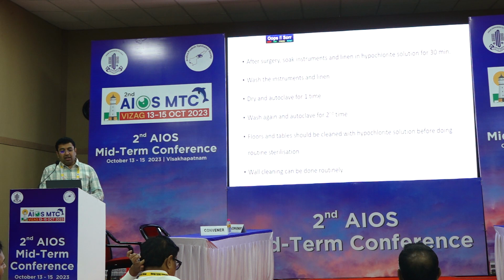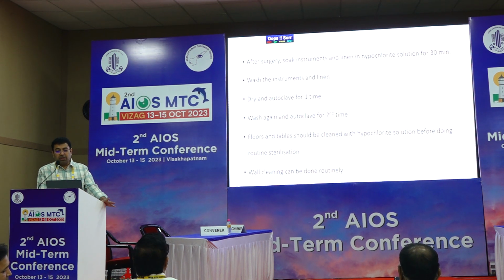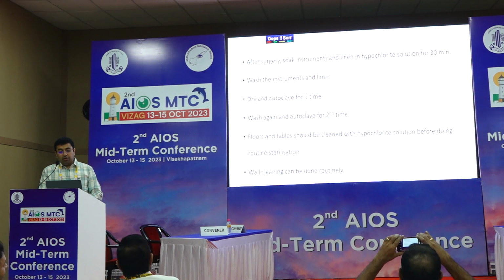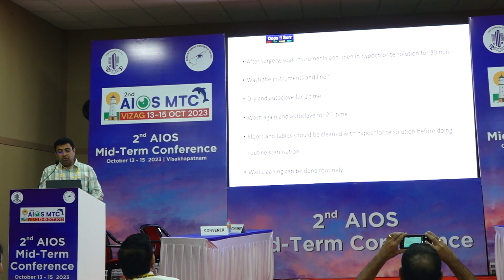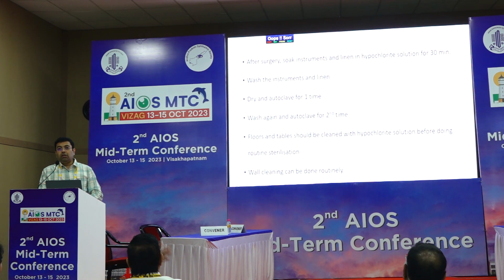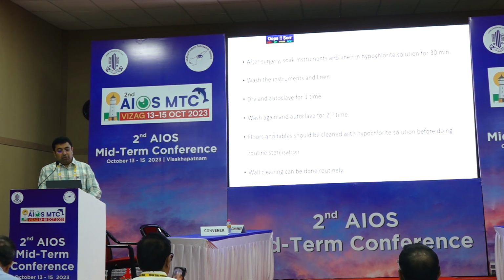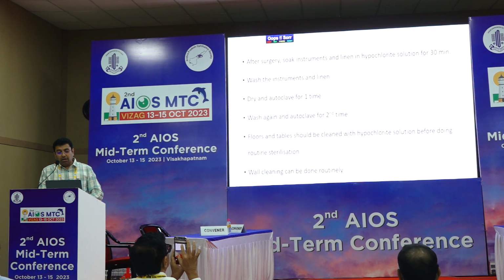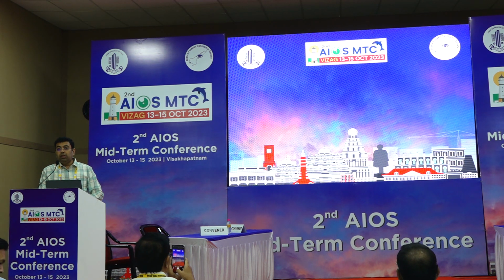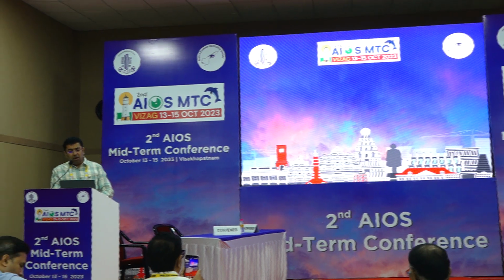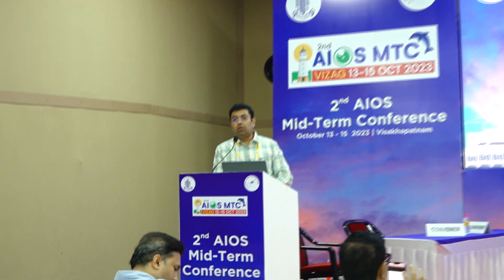Once you complete a high-risk case, you have to soak all the instruments in hypochlorite solution for 30 minutes, and wash the instruments and linen. And what is more important is, once you have done a high-risk case, you should do 2 times autoclaving. One time autoclaving is not enough. Before doing routine sterilization, floors and tables should be cleaned with hypochlorite solution. Wall cleaning with hypochlorite solution is not routinely necessary because you don't have spillage from the table onto the walls.